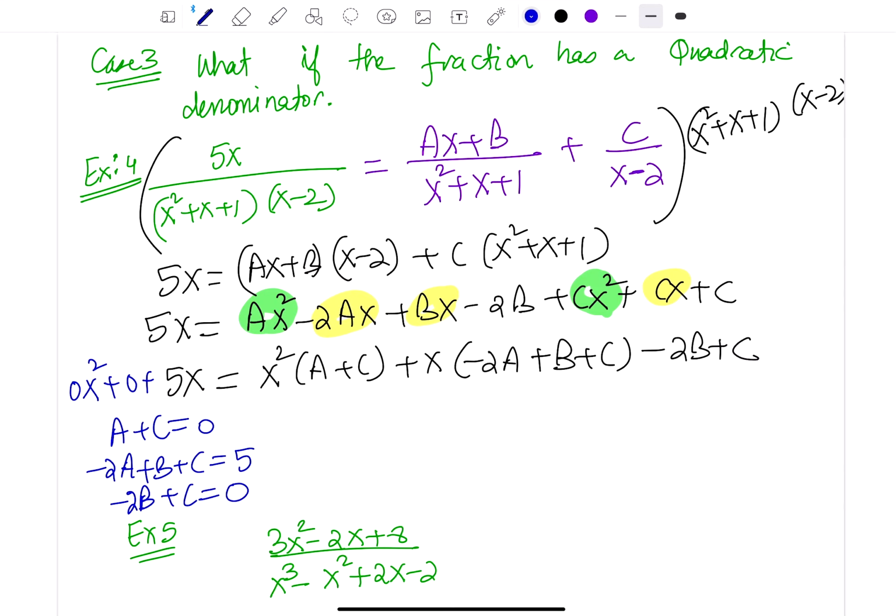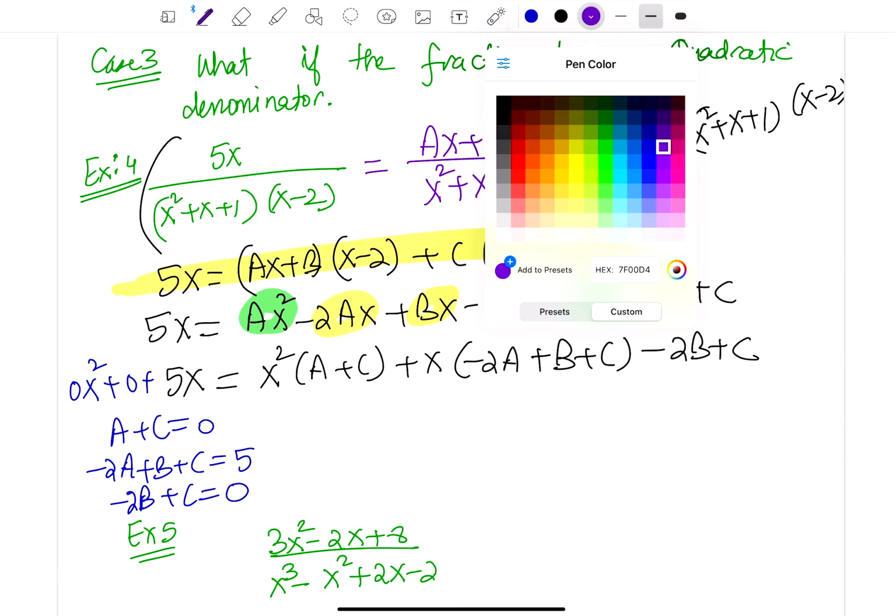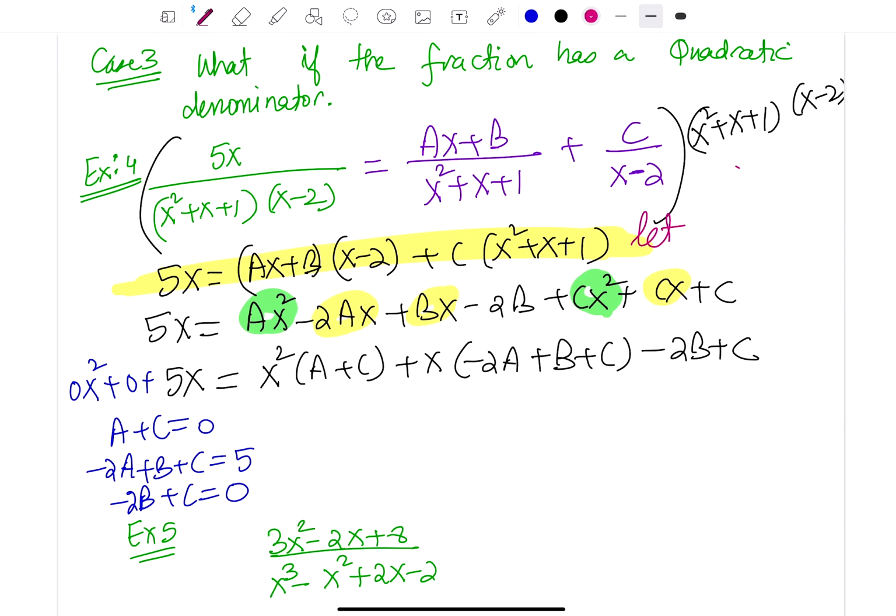Now to solve this system, at this step we could have let x be equal to 2. At least that would help me find c. So the left hand side is 10, and the right hand side would be 0 plus c times (4 plus 2 plus 1), which is 7. So it turns out 10 is equal to 7c. c is 10 divided by 7.